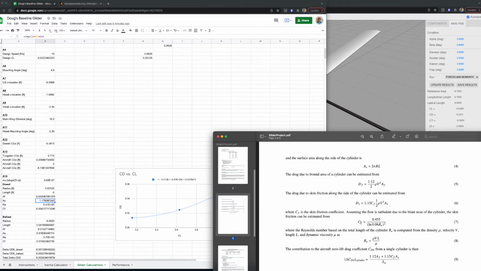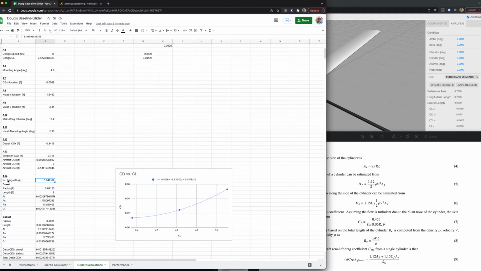C sub F is a friction coefficient, a skin friction coefficient, and we're going to assume a turbulent flow because we've got a blunt nose up front that's probably going to trip this flow to turbulent along the surface. And so here's an estimate for the friction along the surface of this cylinder as a function of the Reynolds number, based on the length of the cylinder. This is how we compute Reynolds number: the density of the fluid times the velocity times the length of that cylinder, divided by the viscosity of the fluid. So we actually have all of this information except for the viscosity of the fluid.